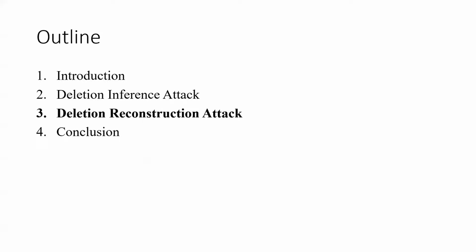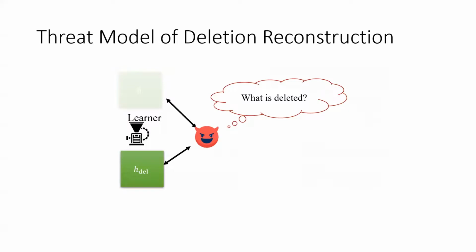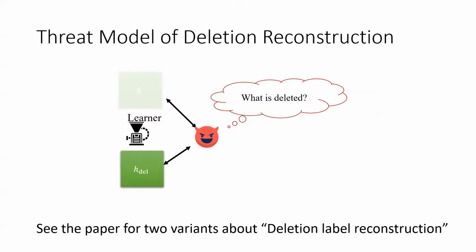We now move on to the second type of attacks, the deletion reconstruction attack. Deletion reconstruction is a harder task. Suppose example E is deleted, and the adversary tries to reconstruct example E from the query. The deletion reconstruction attack is a stronger attack that can reduce to deletion inference, as if someone can reconstruct the example, they can also compare it with the example given by the challenger and tell which one is deleted. We also work on a variant of these models. Please check our paper for a variant of reconstruction that we call deletion label reconstruction.